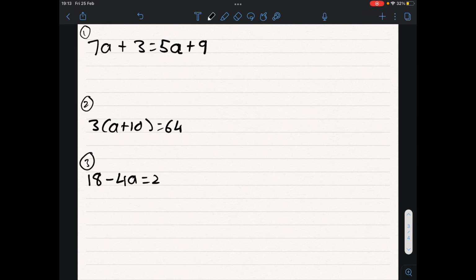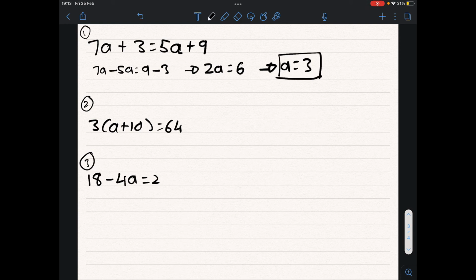Now we're back. Now remember, we must isolate a. So I'll put a's on one side and the numbers on the other side. So it is 7a minus 5a equals 9 minus 3. Bring over here. 7 minus 5 is 2. 2a equals 9 minus 3, which equals 6. Over here, you have a equals 3.